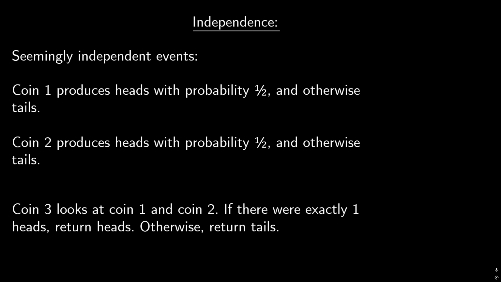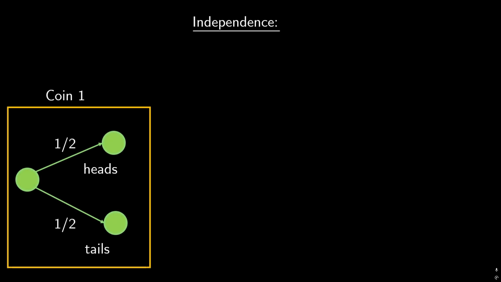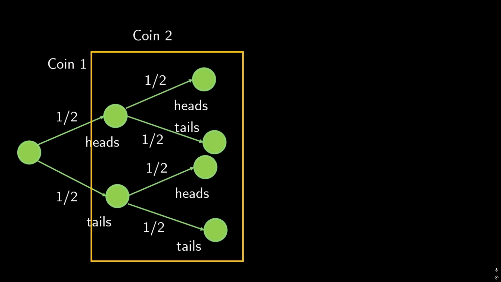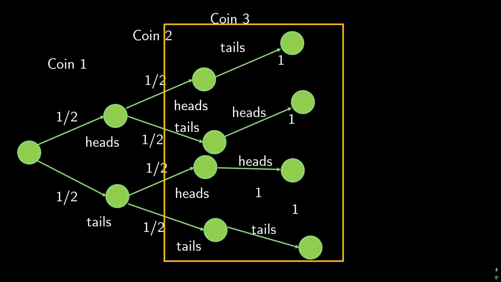Okay, so to map this out a little bit, coin 1 with probability half produces heads or tails. And for each of those, coin 2 with probability half produces either heads or tails. Now coin 3 has to look and see what the previous two outcomes were before deciding what it wants to be. So if it sees 2 heads, it will produce tails. If it sees a head and a tail, it will produce heads. If it sees a tail and a head, it will produce heads. And if it sees 2 tails, it will produce tails.